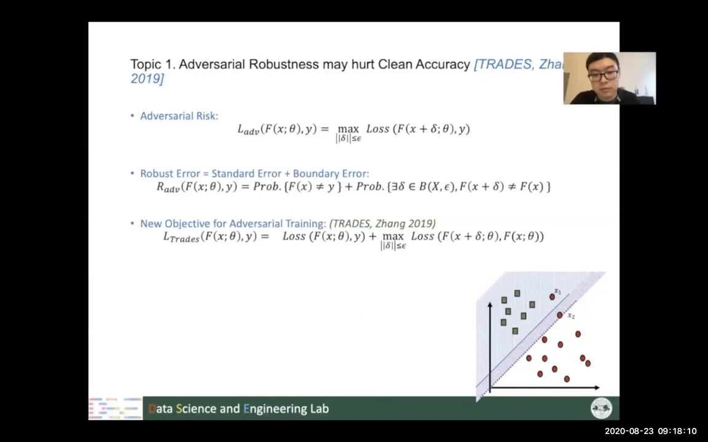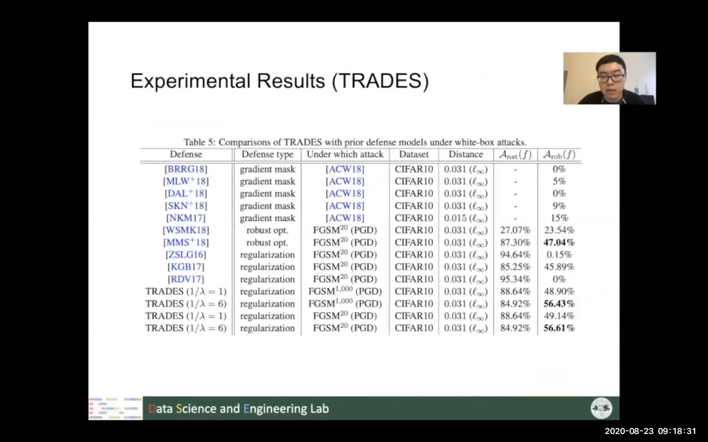It is also worth mentioning that their work introduced another way to do this robust optimization, which optimizes the two terms separately. From the experimental results, their proposed algorithm can even improve the adversarial robustness compared to adversarial training. And they also have more flexibility when choosing, for example, better clean accuracy or better adversarial accuracy.